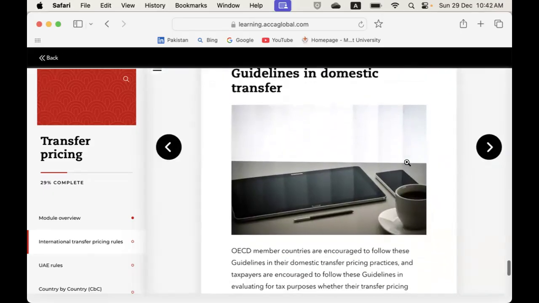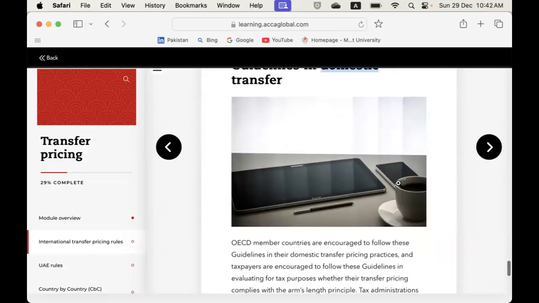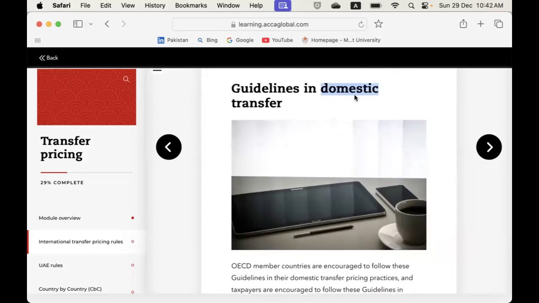Guidelines on domestic transfer pricing. Now, why has this word domestic come in? Can anybody give me an idea? If it is domestic, the other type should be what? International or cross border, right? But can there be domestic transfer pricing and a different type, international or cross border transfer pricing? Can somebody tell me?